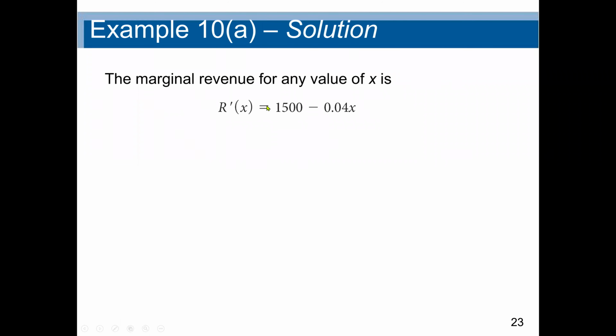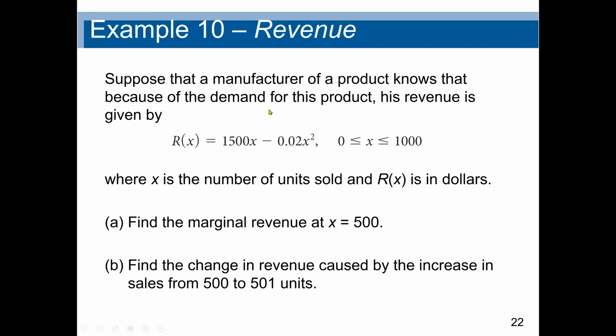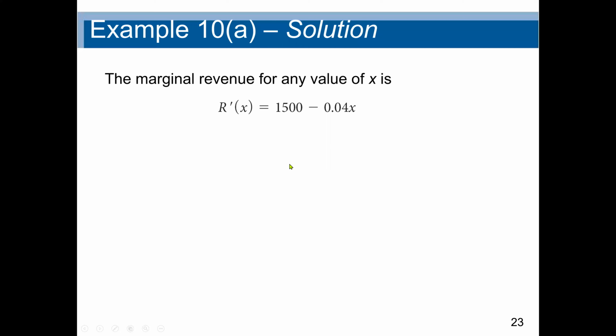So first we find the derivative, and the derivative here will be, since the exponent is only 1, 1 minus 1, which is 0. 1 times 1,500 is still 1,500. S raised to the power 0 is 1. So we get 1,500 minus, we multiply 2 by 0.02. That gives us 0.04. Then we subtract 1 from 2. So we get 0.04x.